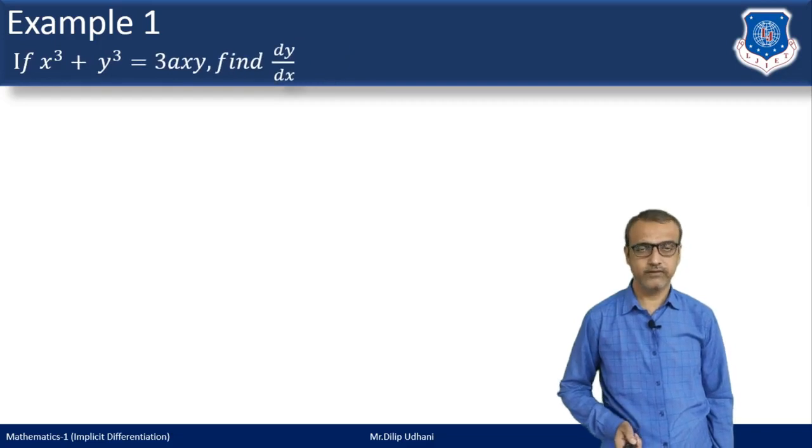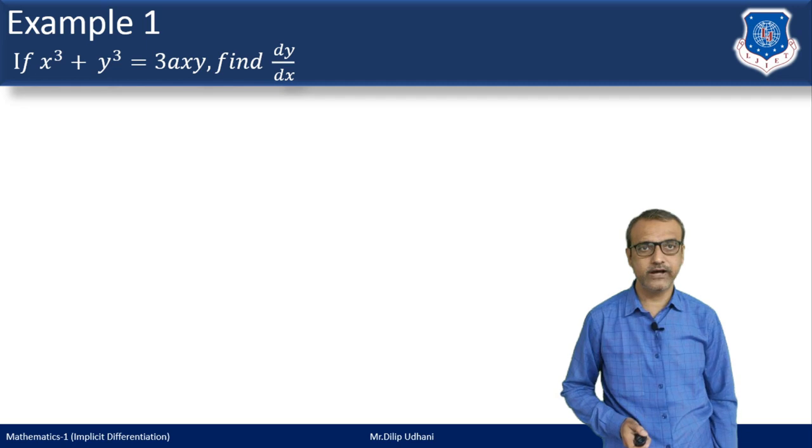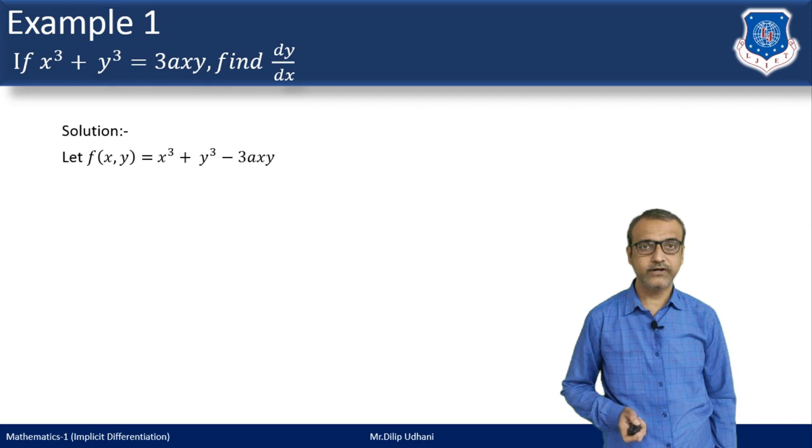Example number 1 is: if x cube plus y cube equals 3axy, then you have to find dy by dx. So here x cube plus y cube equals 3axy is an implicit function and we will find its derivative, that is dy by dx, using partial derivatives. So let f(x, y) equal x cube plus y cube minus 3axy. Now dy by dx is minus del f by del x upon del f by del y.